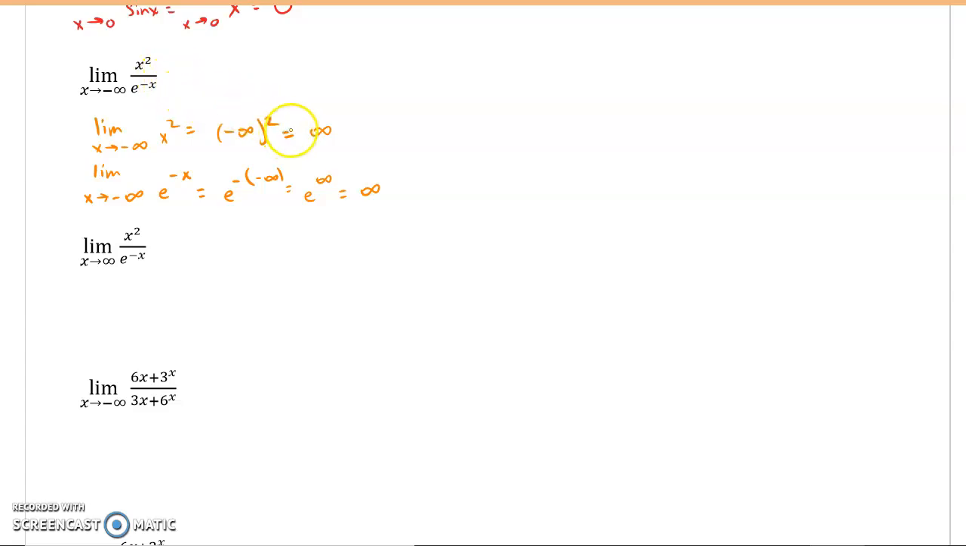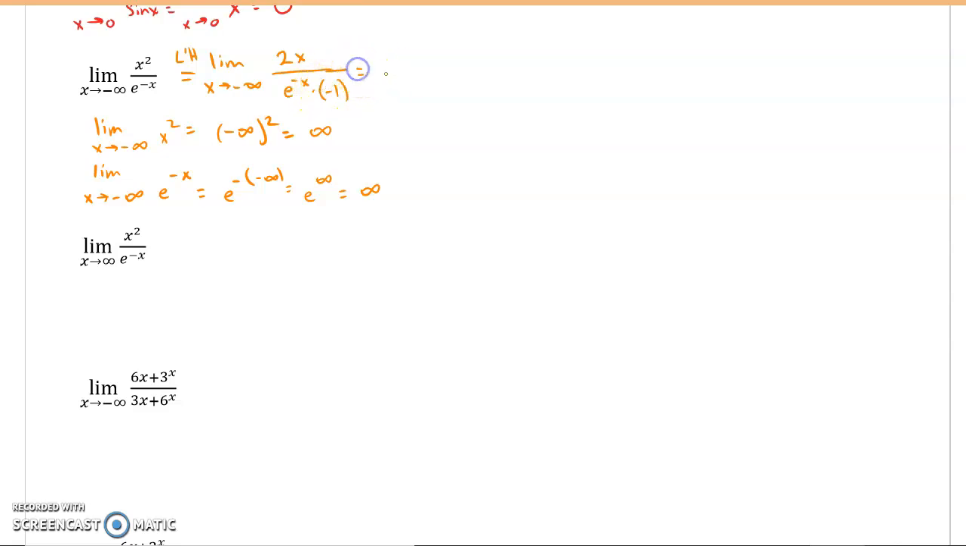All right, so because infinity over infinity is indeterminate, that means that L'Hopital can be applied. And the limit as x approaches negative infinity of the original fraction equals the limit as x approaches negative infinity of the derivative of the top over the derivative of the bottom. So x squared differentiates to 2x, and e to the negative x differentiates to e to the negative x because the argument never changes. But don't forget the chain rule, times negative 1, because that's the derivative of negative x.